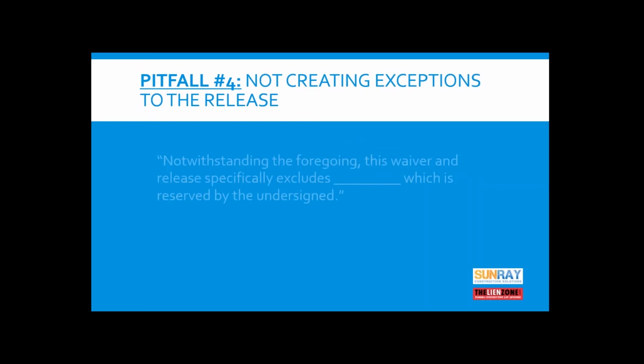So the question is, how do you preserve it? Here's another sentence you can use. You can add to the document. You can handwrite it. You can make a stamp. And it says, notwithstanding the foregoing, this waiver and release specifically excludes blank. That's where you're going to put in certain invoice numbers, a delay claim based on a description. Maybe you submitted a change order. Maybe you have a list of RCOs or PCOs, unexecuted change orders you're waiting to get approved. You would list those there, so that you can preserve them for the future.